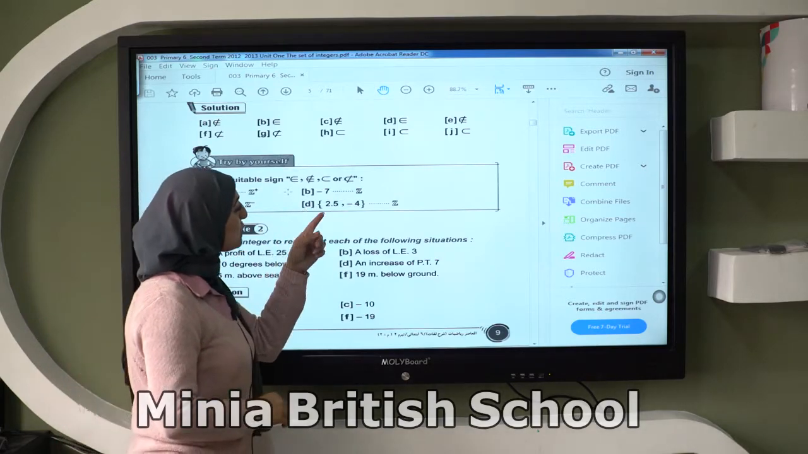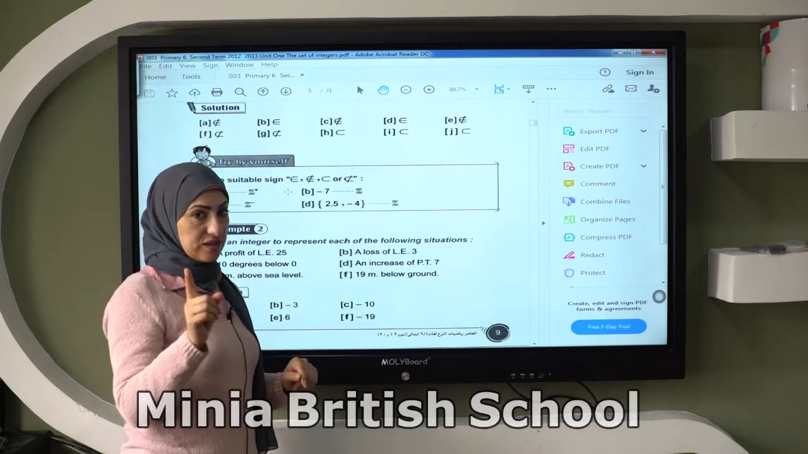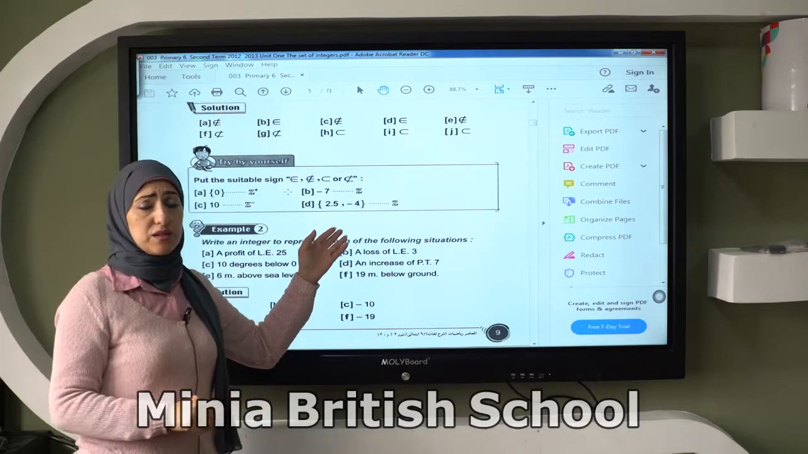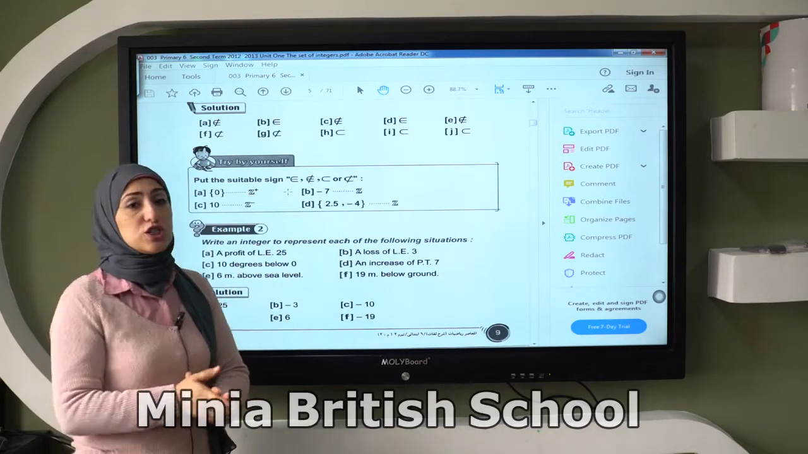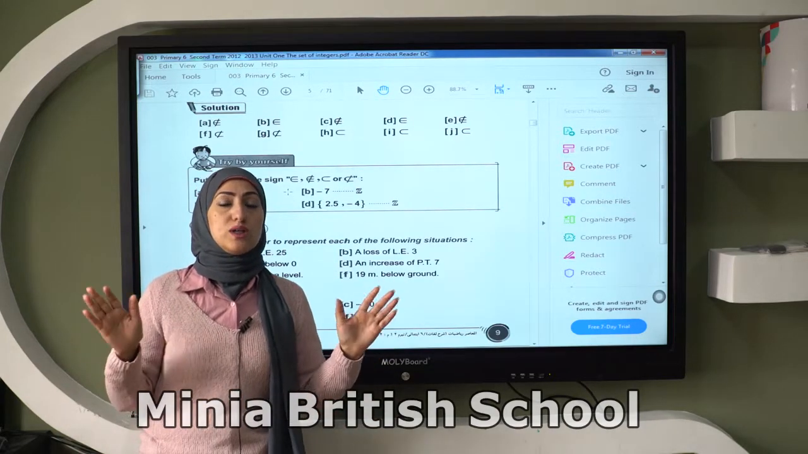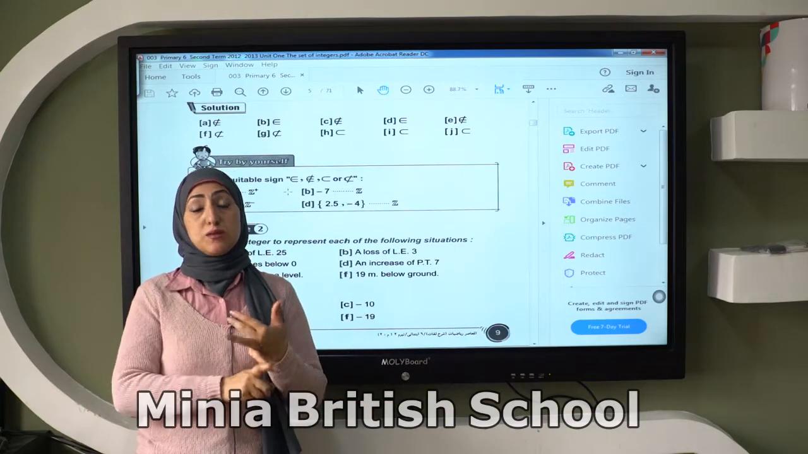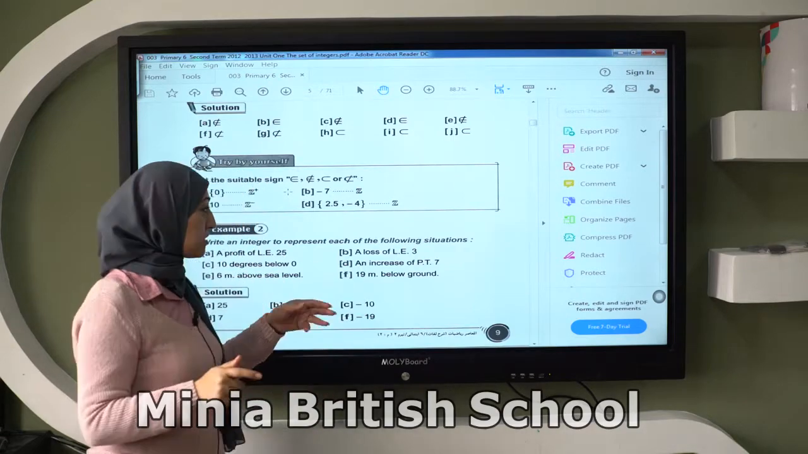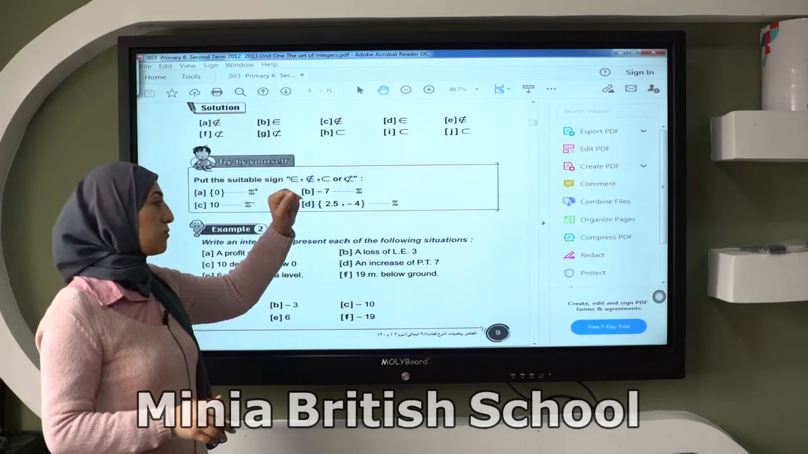Here, 2.5 and negative 4. Pay attention. Here, it's a decimal number, or if we have a fraction, the integers are whole numbers. The integers are whole numbers, okay? We can't put a decimal number or fraction in it, okay? Be careful of this. So this will be doesn't subset, doesn't subset.